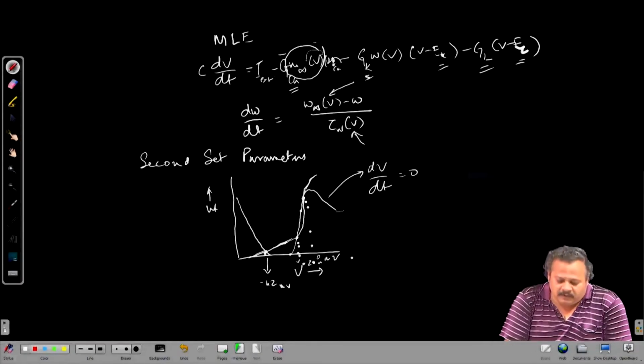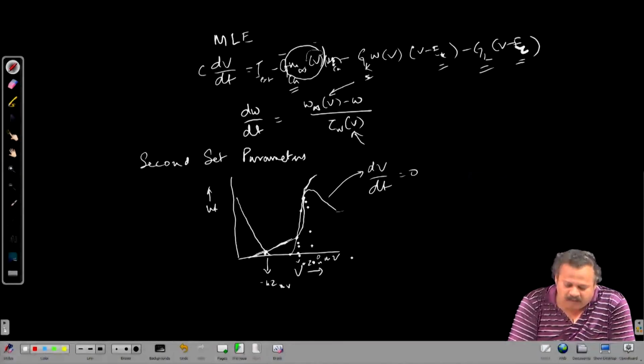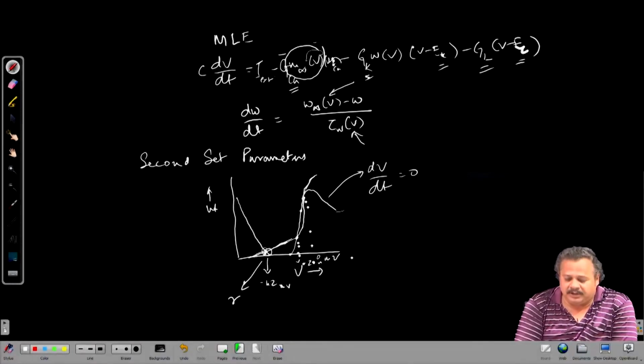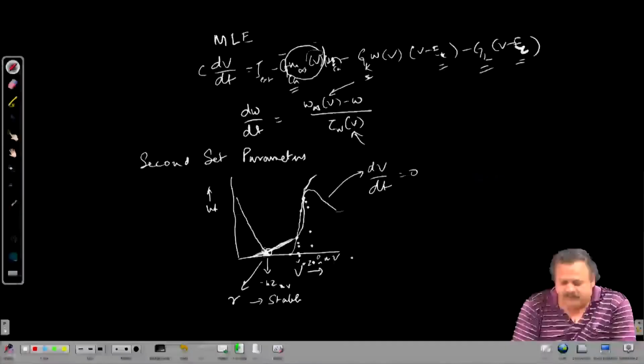If you linearize the system around these equilibrium points, let us say this is the first equilibrium point, which we will call R, or the resting membrane potential. This R is a stable equilibrium point. This particular one is an unstable equilibrium point.